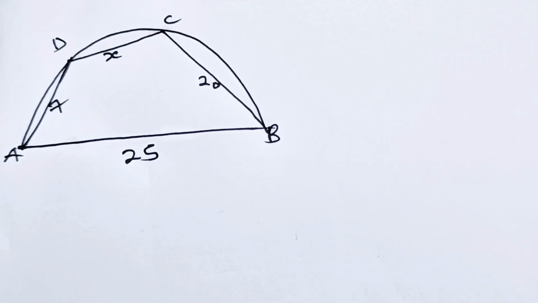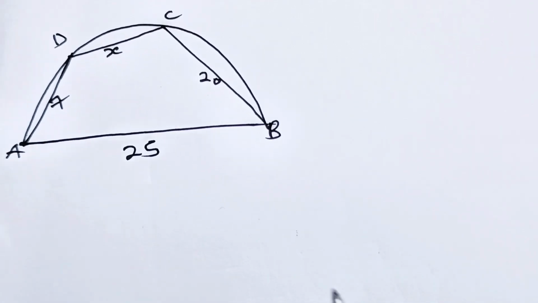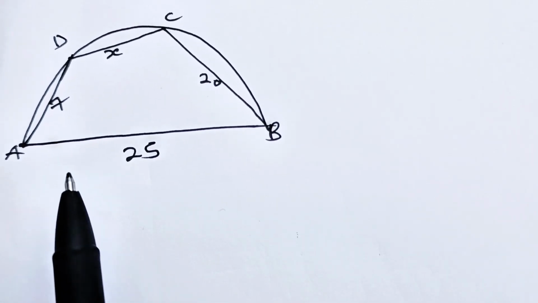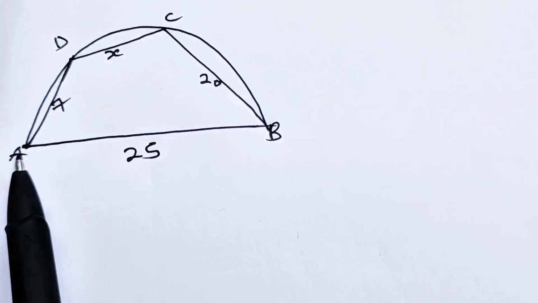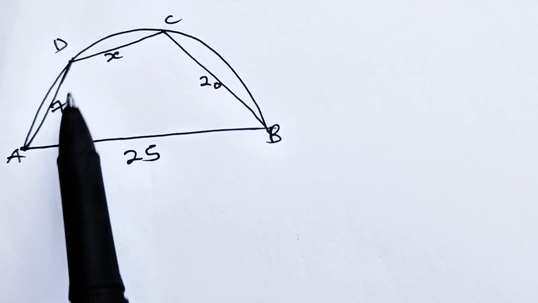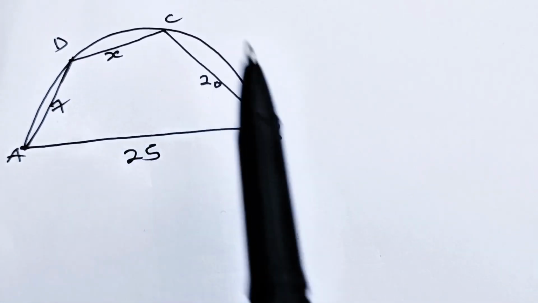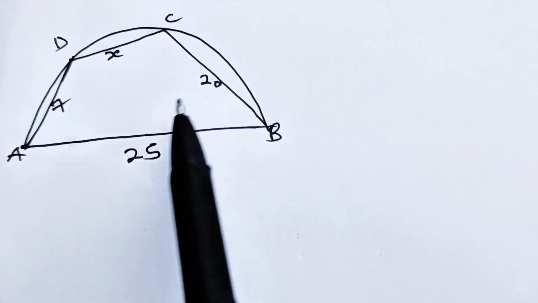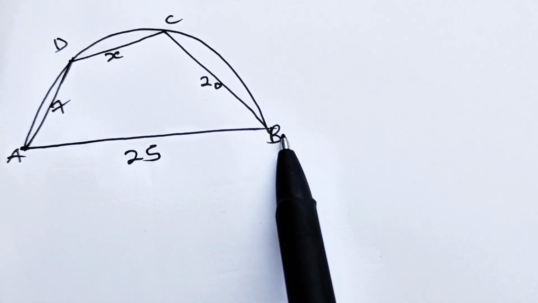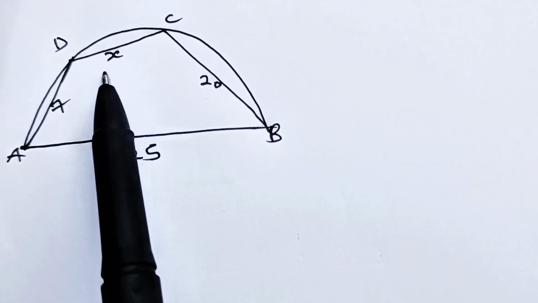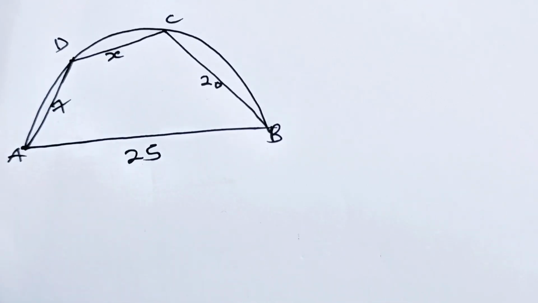Okay, today we have an amazing geometry question to solve, and in this particular question, this is not drawn to scale, please, and this is a semicircle. From A to D is 7, from D to C is X, and from C to B is 20, while the diameter of the semicircle is 25. Now the question says that we should find the value of x.